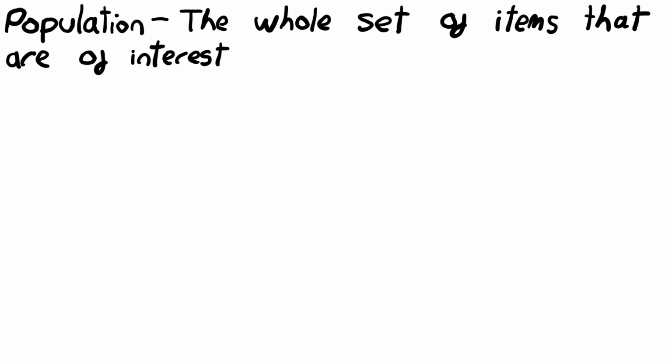Statistics is all about data, and this chapter focuses on how we actually collect data. So let's first start with some definitions, okay? A population is the whole set of items that are of interest to us for a particular situation.